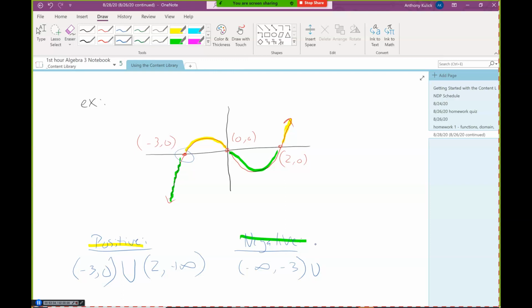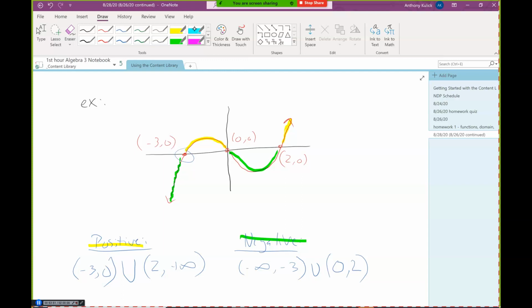Okay, let's move to the next section. That little valley. Where does that section start? The point 0, 0, but the x-coordinate's what we care about. Now, should 0 get a parenthesis or bracket? Parenthesis, because the point 0, 0 isn't below the x-axis. And then where does that valley section end? 2, 0. The x-coordinate's what we care about. Should I use a parenthesis or bracket here? Parenthesis, because 2, 0 is not below the x-axis. So far, so good?